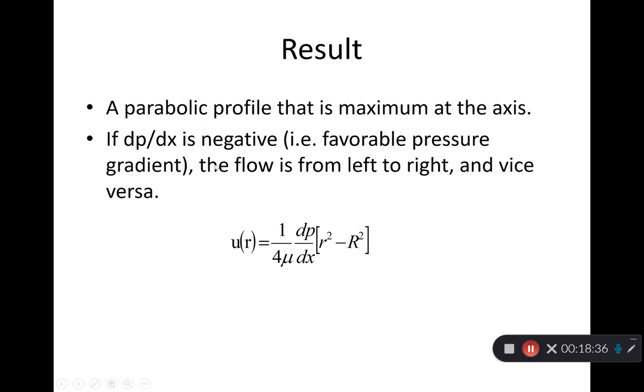Then the final profile that we get is a velocity profile that is shown here. Again, this number is always negative. Therefore, we need a pressure drop in the x direction, a favorable pressure gradient, to push the flow from left to right. If you have an adverse pressure gradient, that means if dP dx is positive, because this is negative, u will be in the negative direction. That means the flow will back up. That's what happens when you have a clogged pipe or when your toilet clogs.